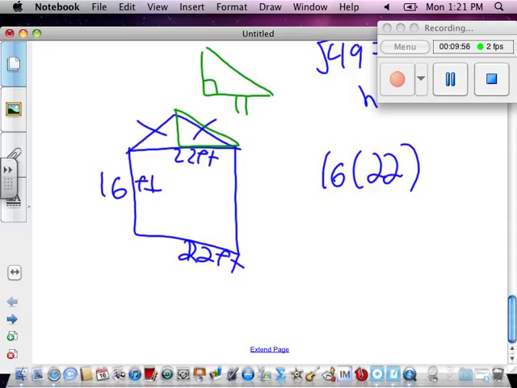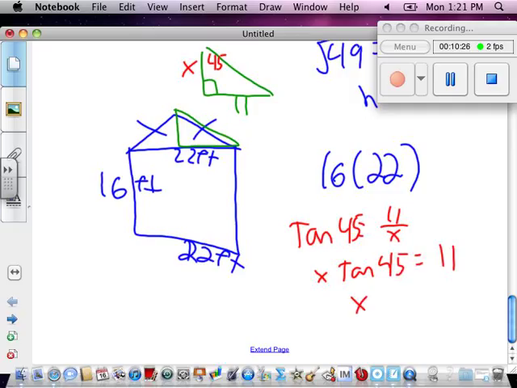Let's say that this is 45. Let's assume that's 45. So we have the angle, the opposite side, and we need to find the adjacent. So what uses opposite and adjacent? Tangent. So we're going to say the tan of 45 equals the opposite over the adjacent. So we get x tan 45 equals 11, divide. X equals 11 divided by tan of 45.